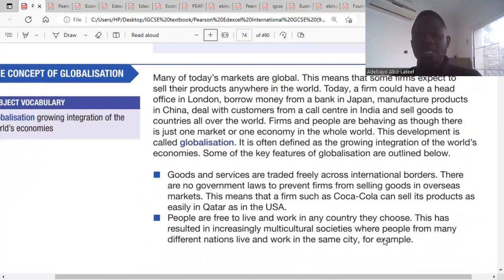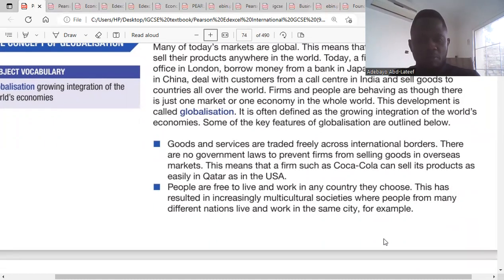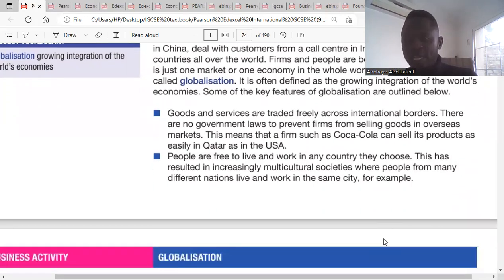It says goods and services are traded freely across international borders. So with globalization, goods and services are traded freely. That means we are able to sell, and we are able to import and export goods and services. That's international trade. And what is international trade? The free movement of goods and services across international borders. That is clear, right?